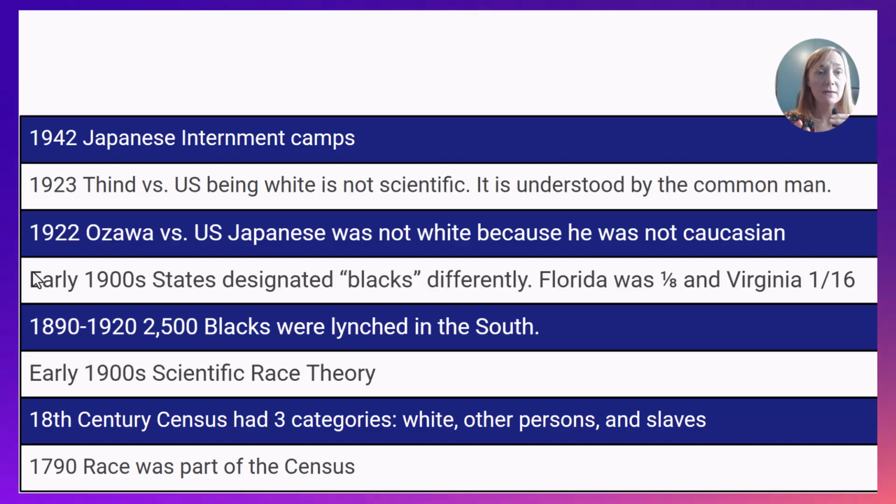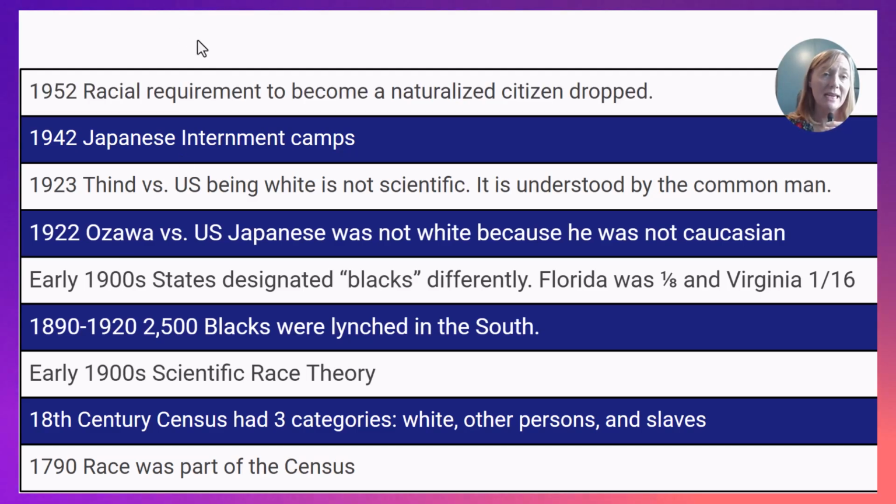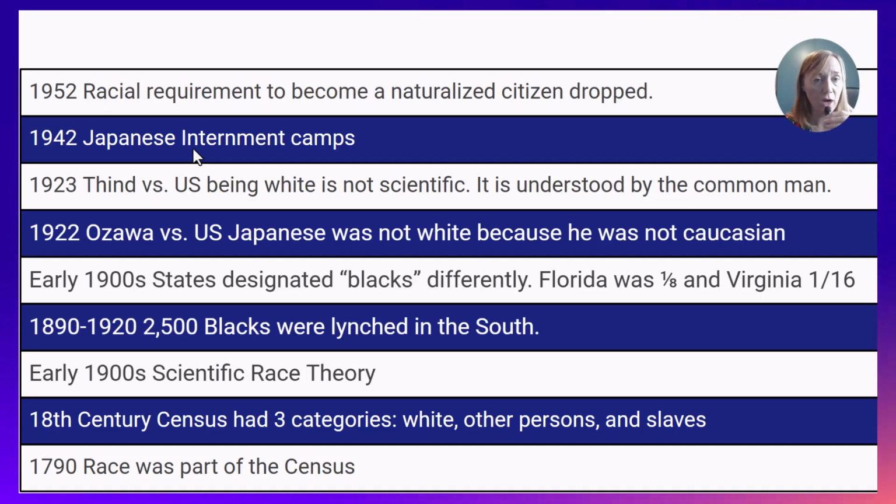Because we assigned value to their race and created a social construct around being Japanese, we were able to place massive groups of people in internment camps, and nobody thought anything of it. Well, maybe a lot of people did, but we were able to do it. In 1952, we see the racial requirement to become a naturalized citizen finally dropped. The idea is that you could become a naturalized citizen of this country and you did not have to be defined as white. That's pretty significant.